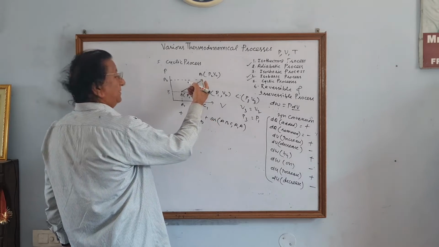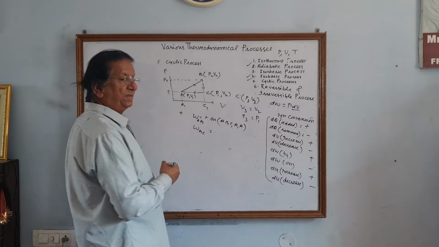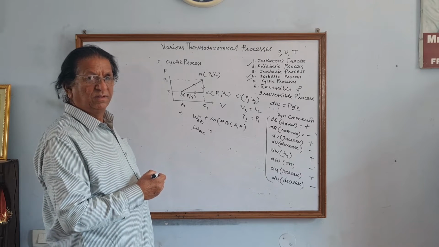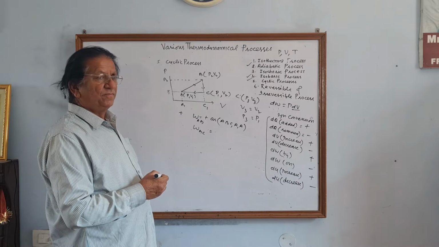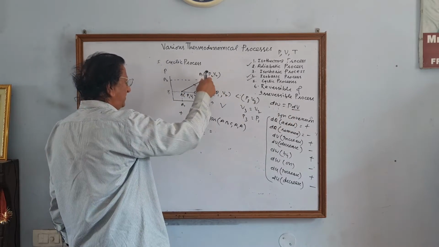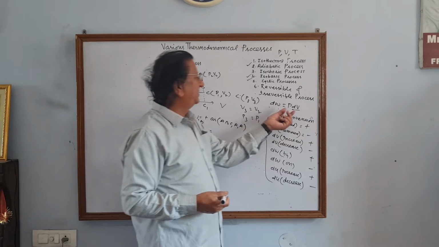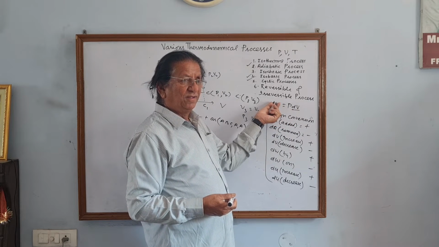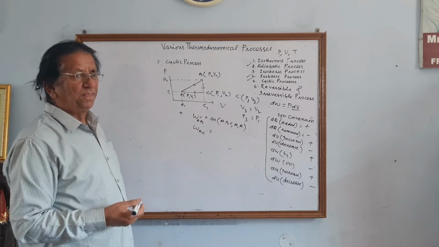Then system is taken from B to C state. What is the work done? Pressure is decreased, right? Sir, negative. Not negative. Look here, work is when there is a change in volume. From B to C, there is no change in volume. Change in volume is 0. How much is work done? P into 0, that is 0. The work done is 0.